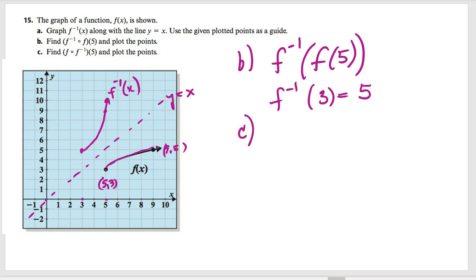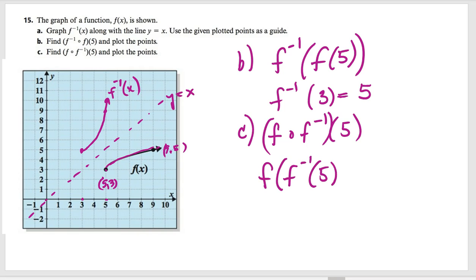Let's try the next one. So I have f composed with the inverse at 5. And I like to write it myself like this. That helps me see that first I start with what is the inverse at 5. So I'm going to start at 5, and I'm going to go all the way up to the inverse, which is 9. And then I say, what is f at 9? So I go over here to 9, and I go up, and it's going to be 5.